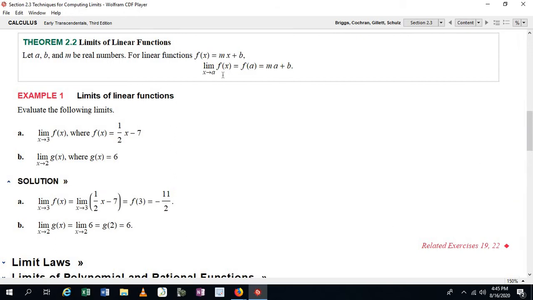Okay, so that's really nice. If you have a linear function and you want to find the limit of it, you can actually just use direct substitution to find the limit. Great.